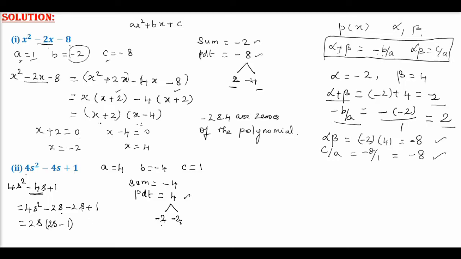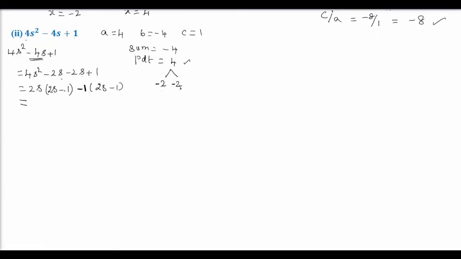From the next two terms, you don't have any common numbers. Let me just take the minus sign outside so that it is minus 1 into 2s minus 1. Okay, now we have got 2s minus 1 common in both the terms. So let me take 8 common outside, 2s minus 1. So the remaining will be again a 2s minus 1. So this is how I have factored the given polynomial into two factors.